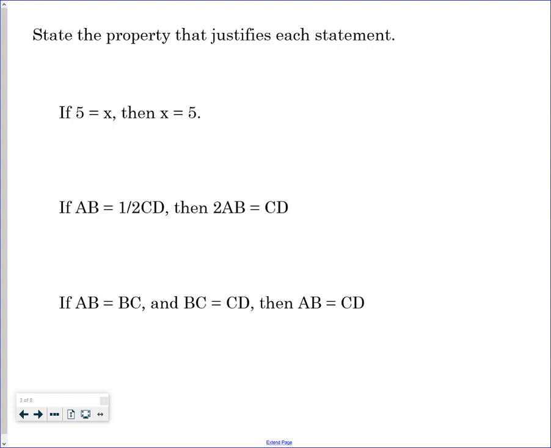It says, state the property that justifies each statement. So this first one says, if 5 is equal to x, then x is also equal to 5. So we have to go through that list on your front page and see which one it looks like, right? What even happened from before the comma to after the comma? Exactly, they switched sides. Which property is switch sides? Switch sides, switch sides. Starts with an S. That's how I remember. Symmetric. Do you guys see the symmetric property where they literally just switched sides? Okay? So this is symmetric property of equality.